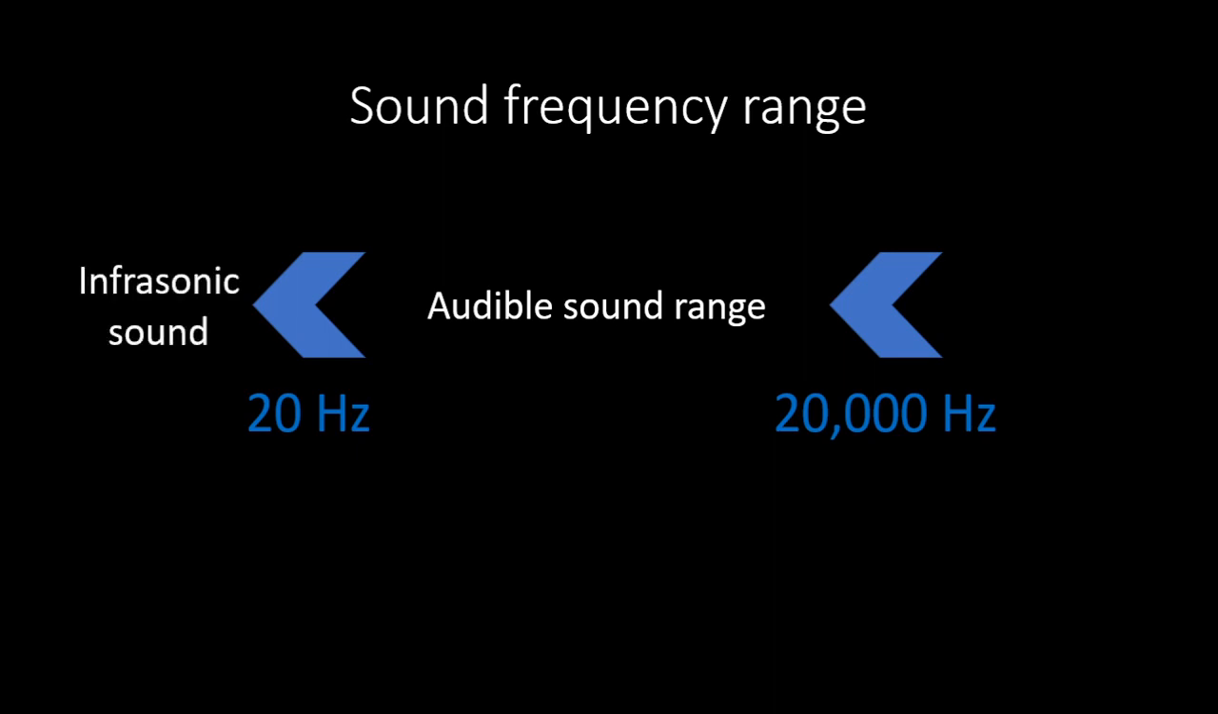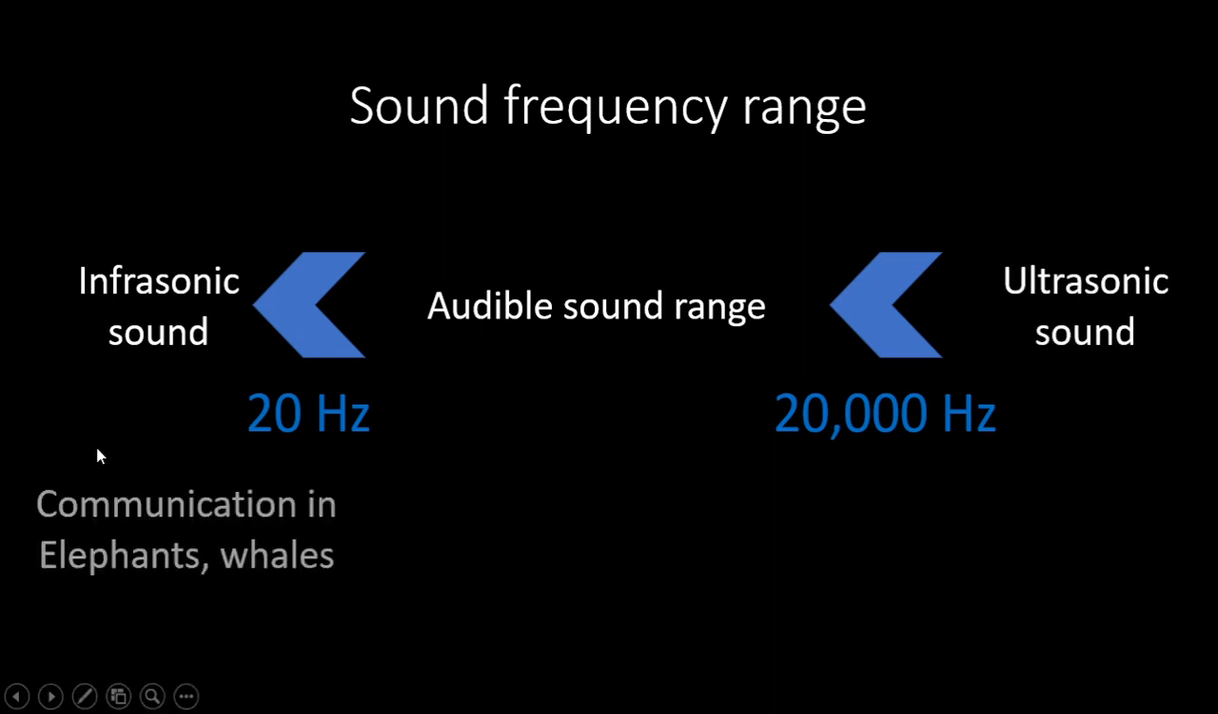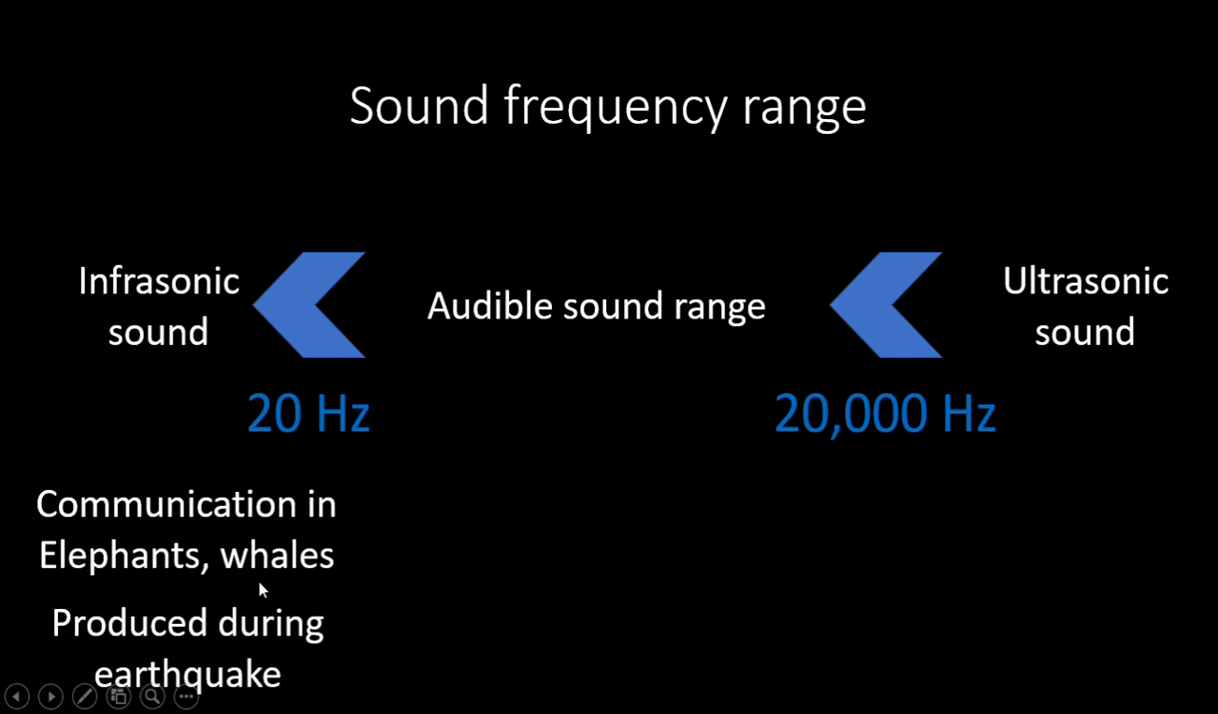The sound frequencies less than 20 Hz are called infrasonic sound, and the sound frequencies greater than 20,000 Hz are called ultrasonic sound. Infrasonic sound can be perceived by some animals like elephants and whales, and they use infrasonic sounds for communication within their community. These infrasonic sounds are also produced naturally during natural calamities like earthquakes or avalanches.